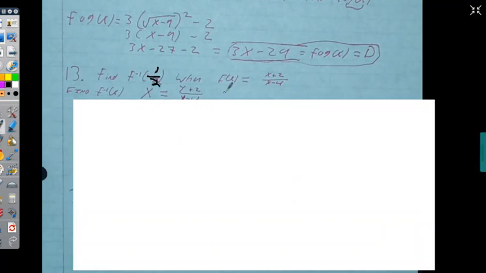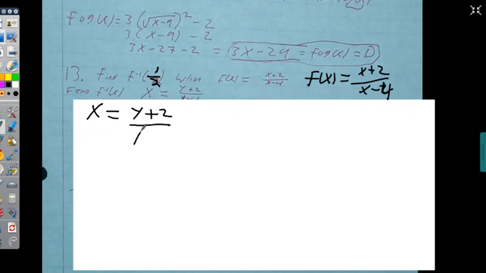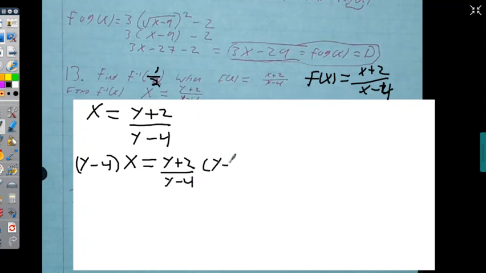Okay, so first of all, f of x is equal to x plus 2 over x minus 4. So what's our first step for finding the inverse? Because first we need to find the inverse, then we need to evaluate it. Right? So x is equal to y plus 2 over y minus 4. First step. So you have y minus 4 times x equals y plus 2 over y minus 4 times y minus 4. What happens next? Y minus 4 cancels out.